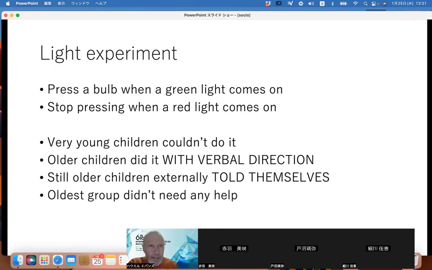You need that symbolic help, right? The symbol structures your thinking. It makes you think something. And then when you think that, that allows you to regulate your behavior, in this case, stop pressing. So it seems to me to be basically the same pattern all the time.